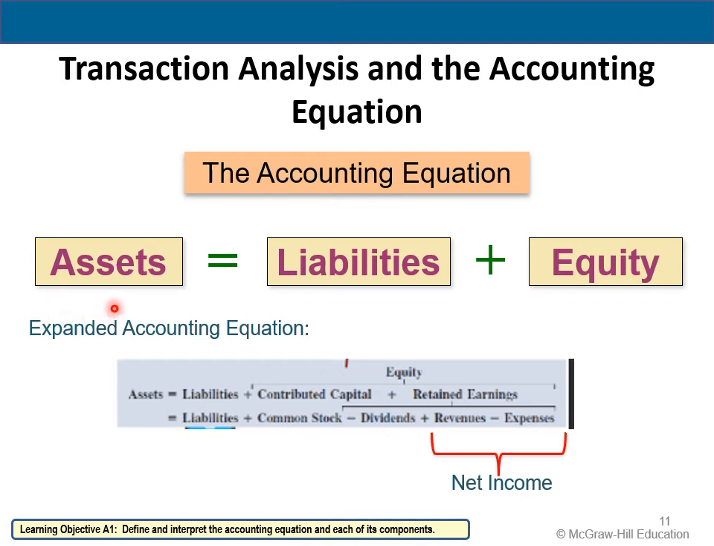So anytime a transaction is recorded, it's going to affect one or more accounts. All right. And what we'll find in the chapter to come is it could be two asset accounts. It could be an asset and a liability, an asset and an equity. But before and after every single transaction, this equation must hold true.